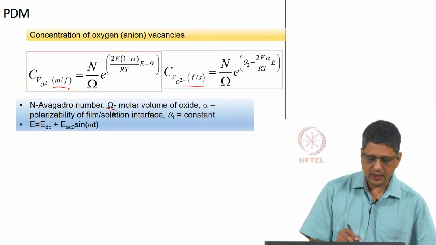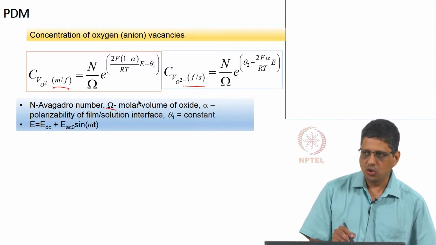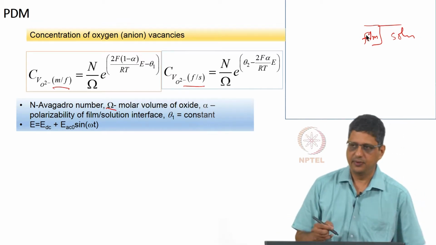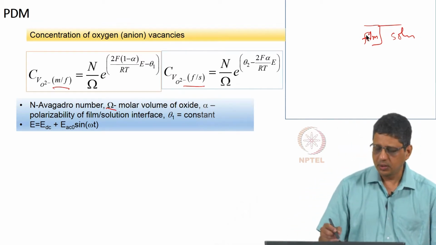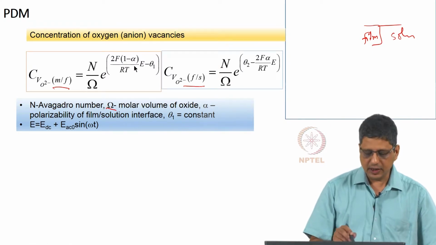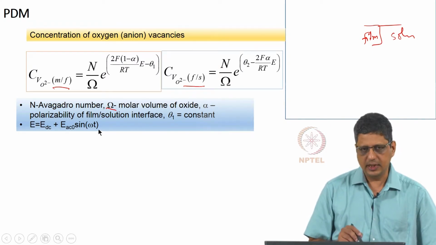This omega here is not the ohm, it is not the unit of resistance, instead it is the molar volume of oxide. Alpha here is the polarizability of the film solution interface. Okay. Theta 1 is a constant, likewise theta 2 is a constant, and potential here is given by E, which is both DC and AC together.